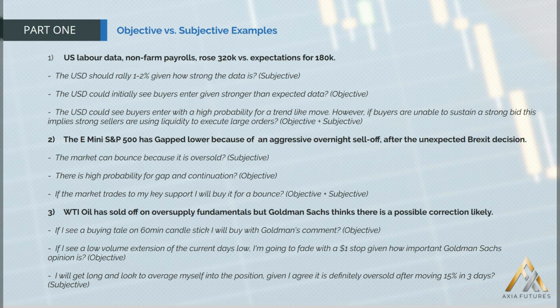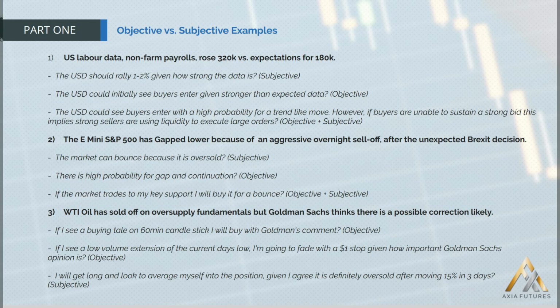Then our third example. The US dollar could see buyers enter with a high probability for a trend-like move. However, if buyers are unable to sustain a strong bid, this implies strong sellers are using liquidity to execute large orders. Now this is a mix. It's a tricky one. It's a bit of objectivity with a bit of subjectivity.